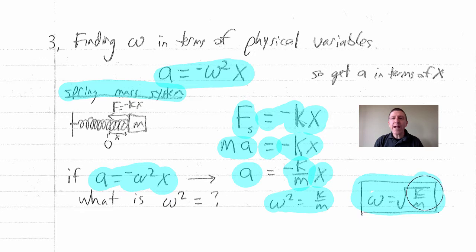The higher the spring constant, the faster this goes back and forth. And it also depends on m. If I increase m, what will happen to the frequency? The bigger the mass, the slower it's going to go back and forth.